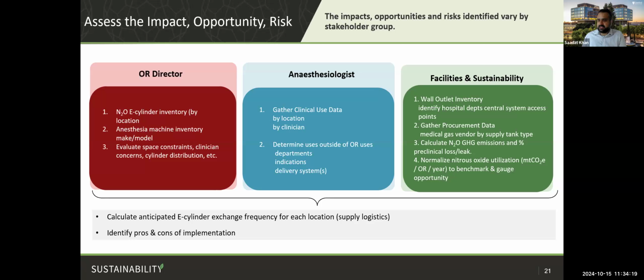We on the facility side are also responsible for gathering the procurement data for medical gas by vendor, by supply tank, and then of course calculating that data, converting that data into greenhouse gas emissions, quantifying the percent loss rate, and then normalizing it to benchmark and gauge our opportunity.